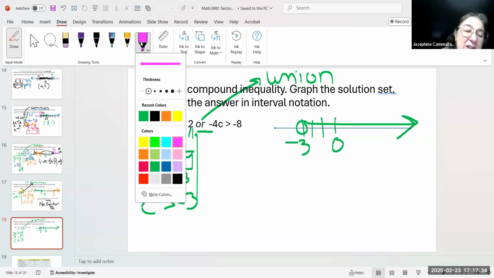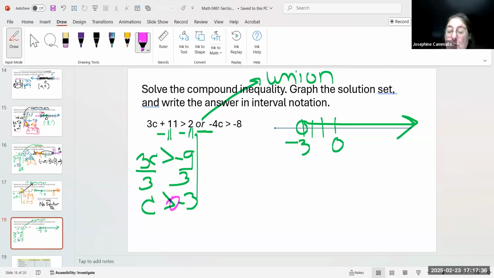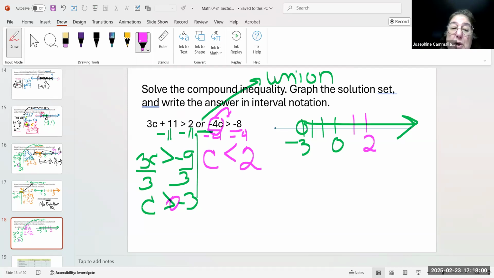Why am I going in that direction? Because which way does the arrow point? Now be careful with this one. This is going to affect that symbol. I'm going to divide by -4. This gives me a positive c is less than 2. Well, I'm going to have an open circle, and I'm going in this direction.